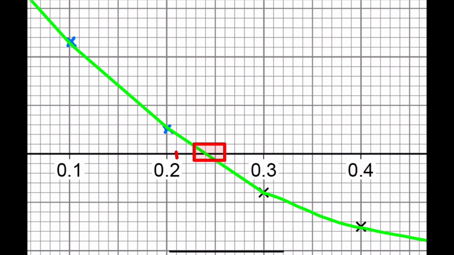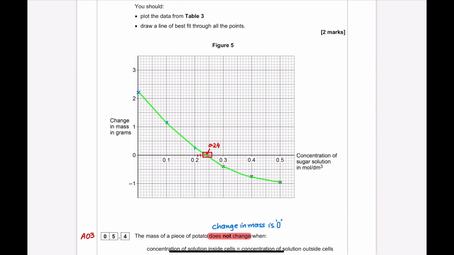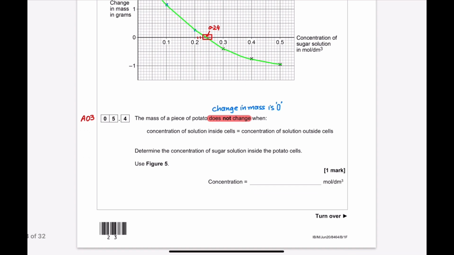This is 0.21, 0.22, 0.23, and this is the point 0.24. So with the help of the figure, we can find that the answer is 0.24 mole per dm cube.